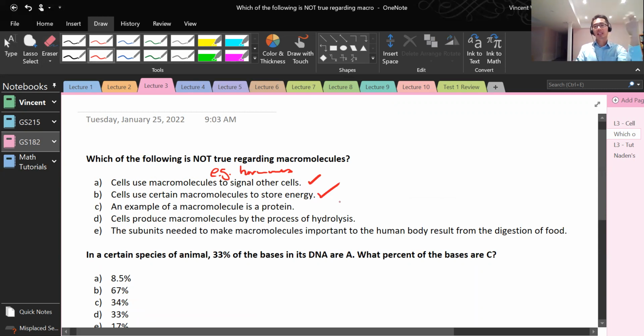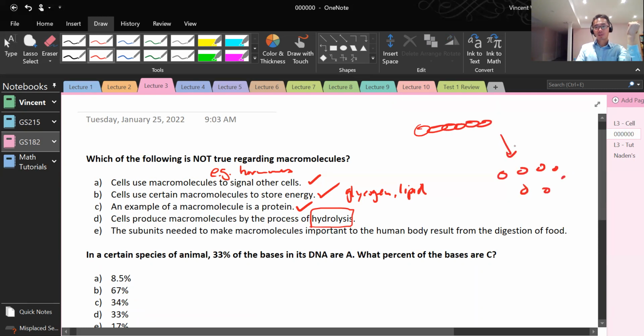That is also true. Glycogen is a form of storage. Lipids, that's storage, so that is not the answer. An example of macromolecule is protein. That is true. Cells produce macromolecules by process of hydrolysis. Hydrolysis is when you take polymers and break them into monomers. That's how you break down macromolecules, not how you make them. So for that reason, D is the incorrect statement.